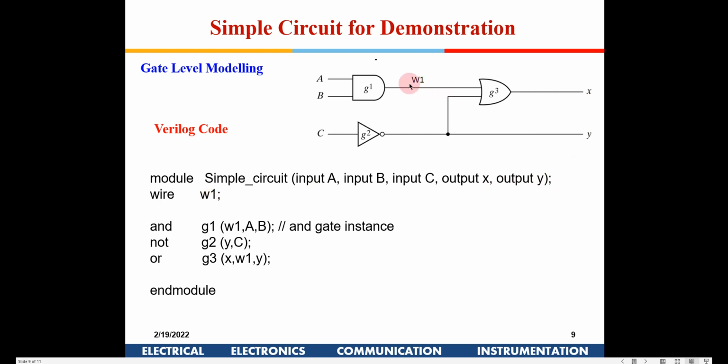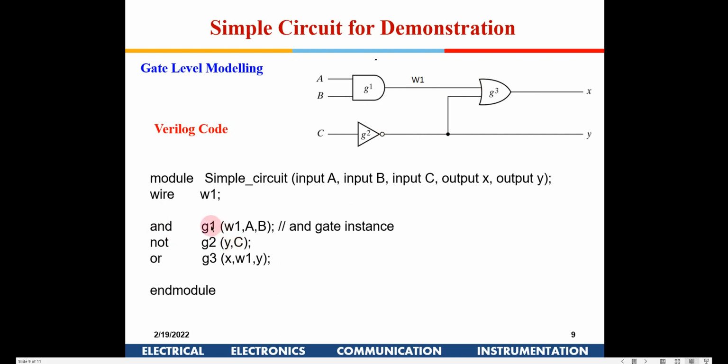Then I need to define one wire. This wire is not available as an input or output; it is available just inside the circuit itself. So I am declaring this wire here. Now the first thing I am writing is AND. AND means an AND gate. This is the syntax which is available in Verilog. Now there can be many ANDs in a circuit which you are designing.